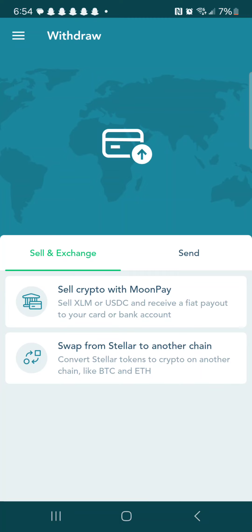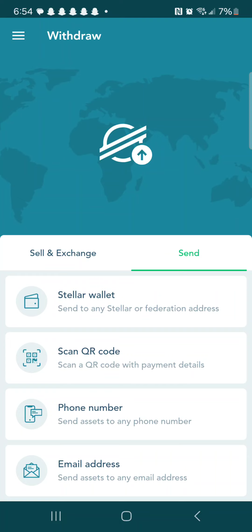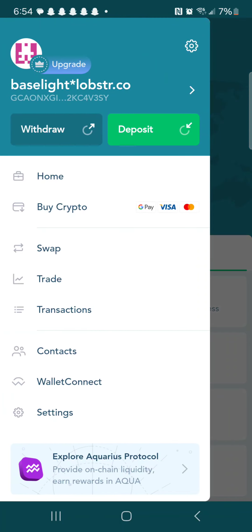Swap to another chain, send it. But those are just different ways that they allow you to withdraw. But yeah, so that's how you do it.